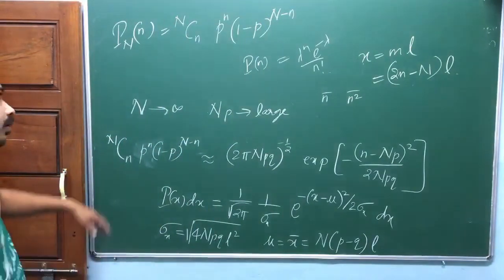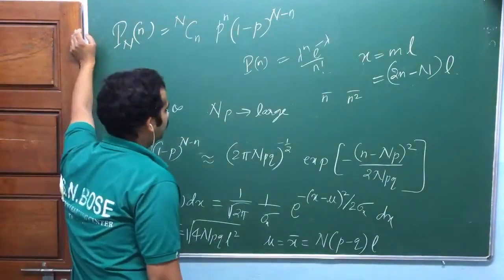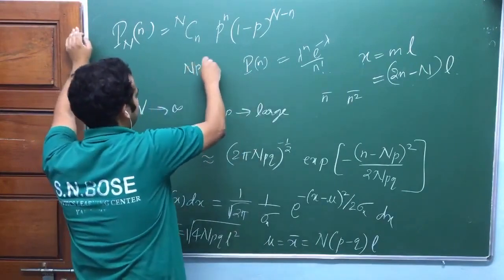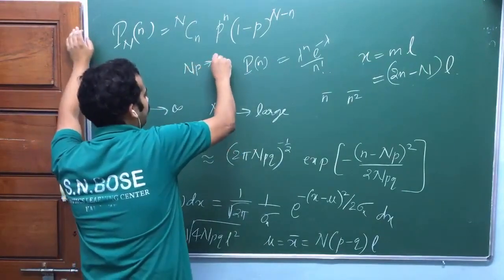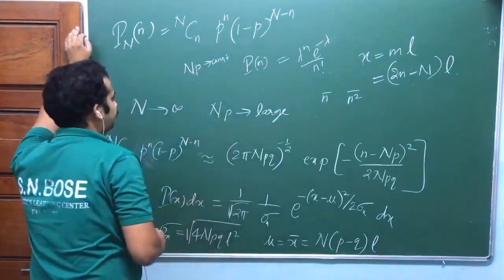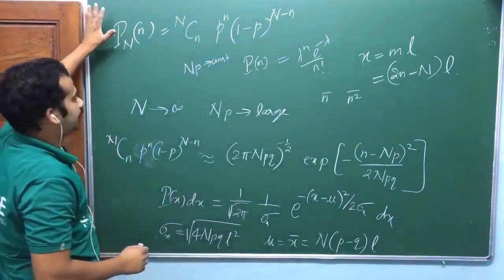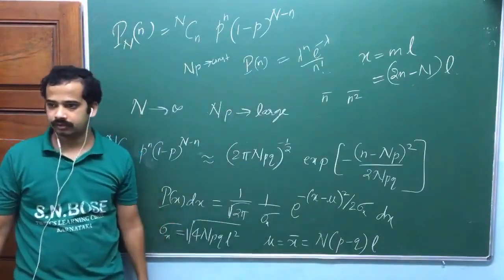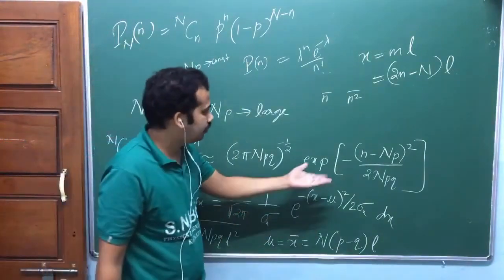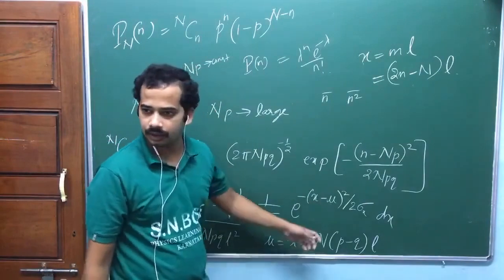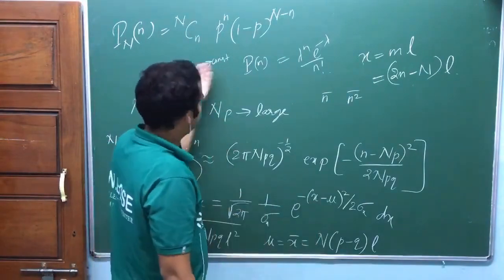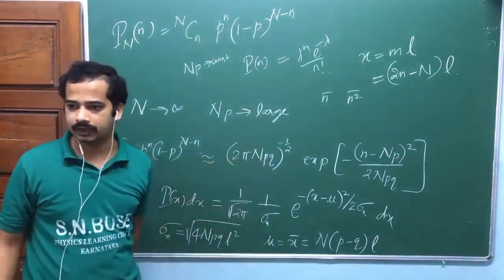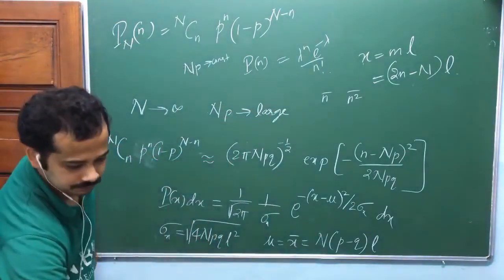N is too large, but capital N into P is not too large. This is equal to some constant value. That's the small difference from binomial to Poisson, and binomial to Gaussian. Once it comes to Gaussian, you have to do integration. It's a continuous variable. So the Poisson distribution is a discrete variable only, isn't it? P of n, that's how we define it. Is that okay?